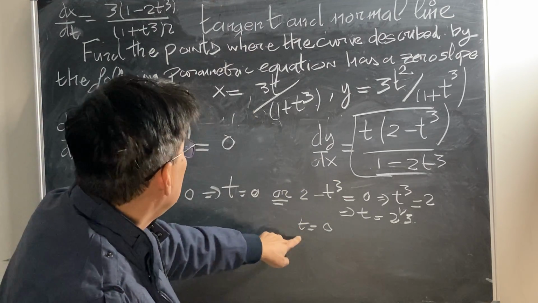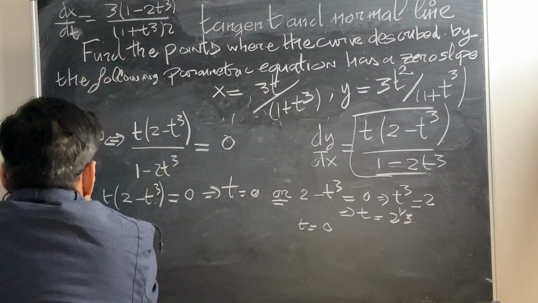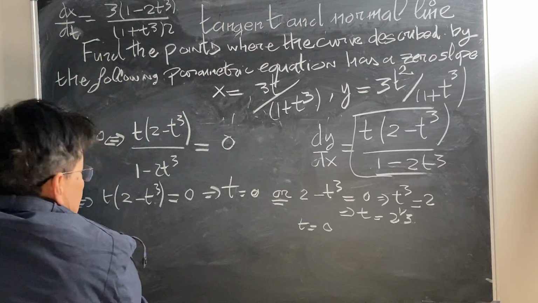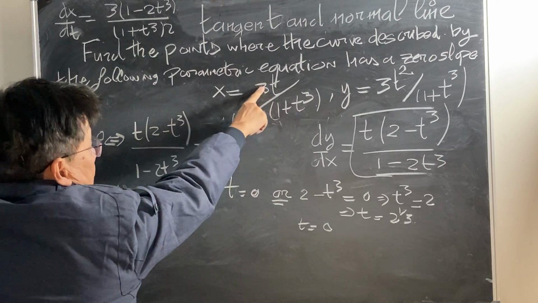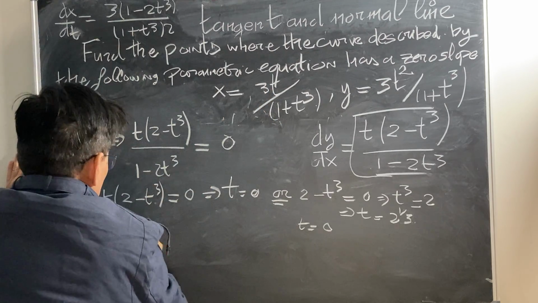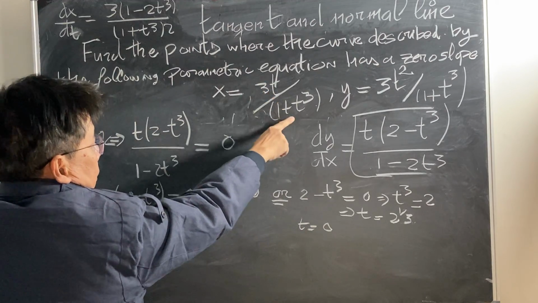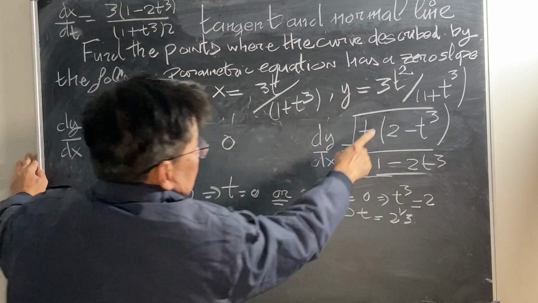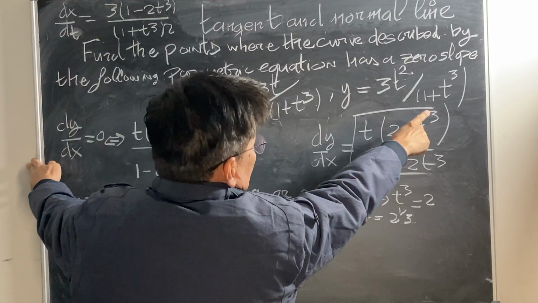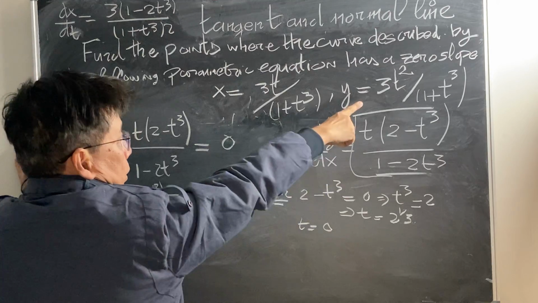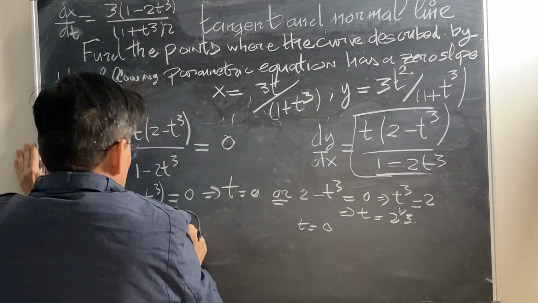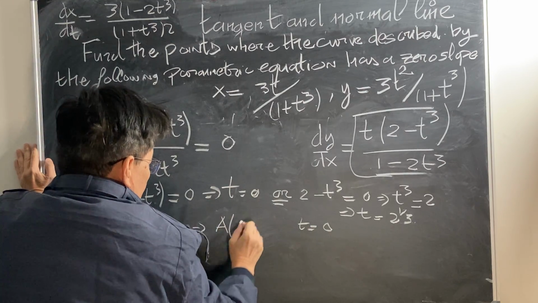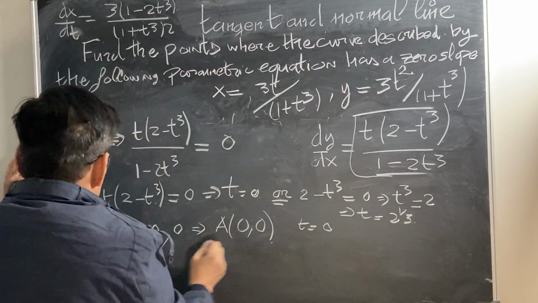So let's say t equals 0. We have 2 points. At t equal to 0, substitute here, then x equals 0 times 3 over 1, so x equals 0. And at t equal to 0, y also equals 0. So the first point, let's say point A, is (0, 0). Then point B.